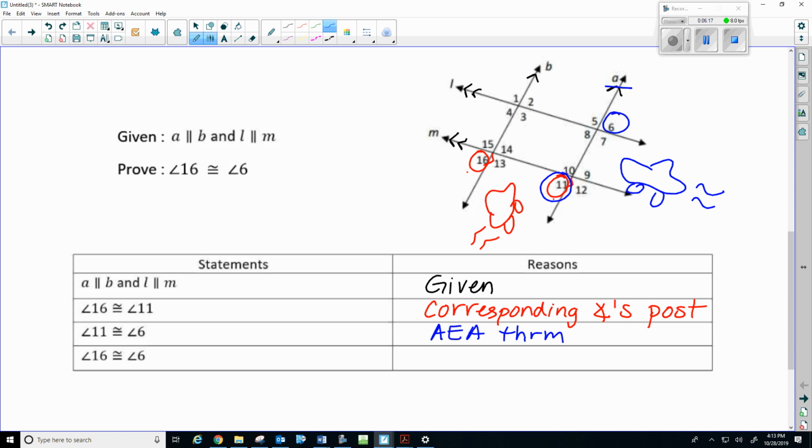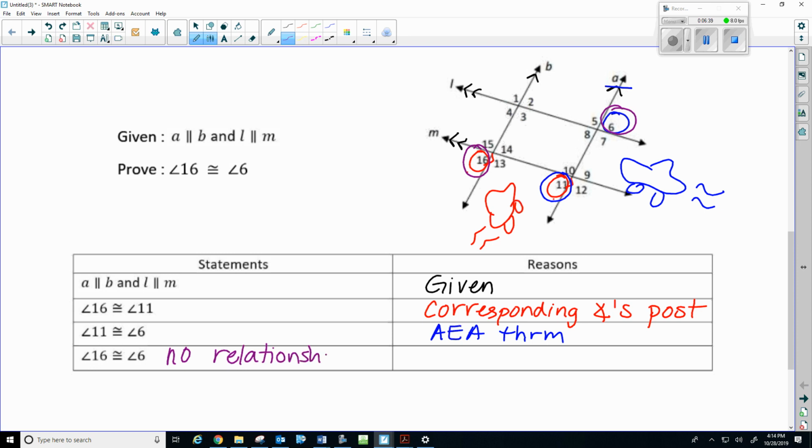And then our last one is talking about angle 16 and angle 6. So we look at angle 16 and angle 6, and again, we're left with no relationship. They do not share a line in common. They do not share a transversal. So we once again have no relationship.